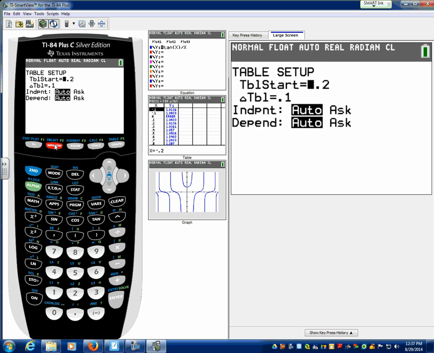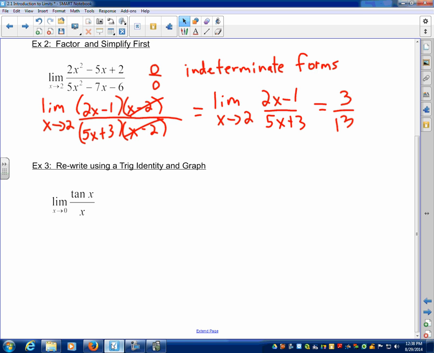Now, let me show you one other thing here. We said the limit was 1, just by using the graph or using the table. You might have to use the table sometimes, since you can't always tell from the graph. There's actually a way to do this algebraically. Let me show you that.